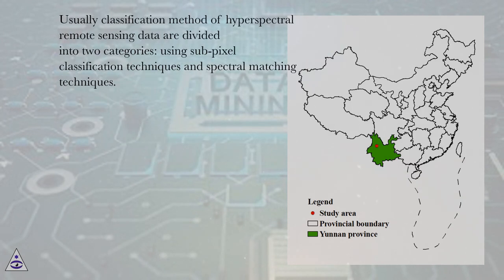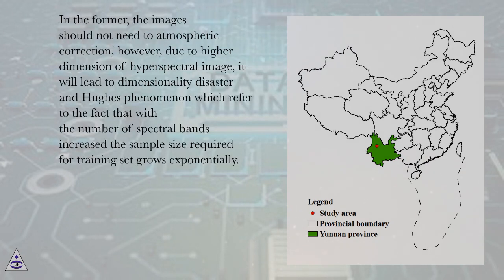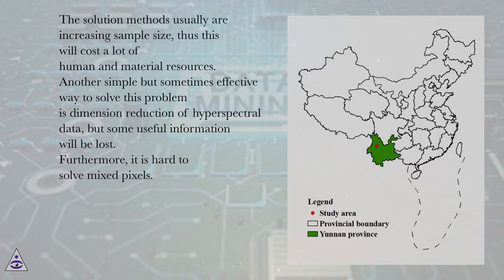Usually, classification methods of hyperspectral remote sensing data are divided into two categories: subpixel classification techniques and spectral matching techniques. In the former, the images do not need atmospheric correction. However, due to the higher dimension of hyperspectral images, it will lead to dimensionality disaster and the Hughes phenomenon, which refer to the fact that as the number of spectral bands increases, the sample size required for the training set grows exponentially. The solution usually is increasing sample size, but this will cost a lot of human and material resources.